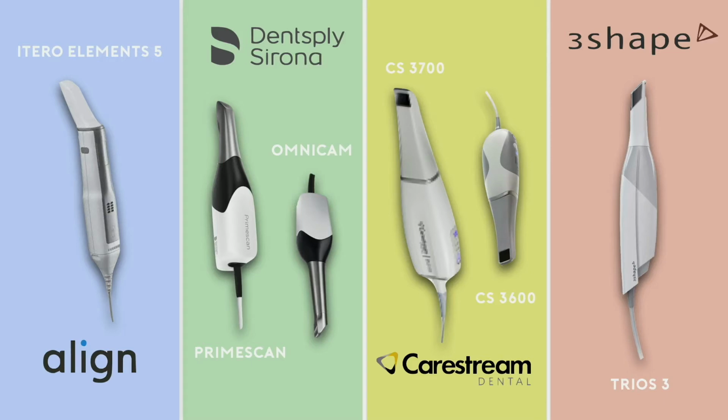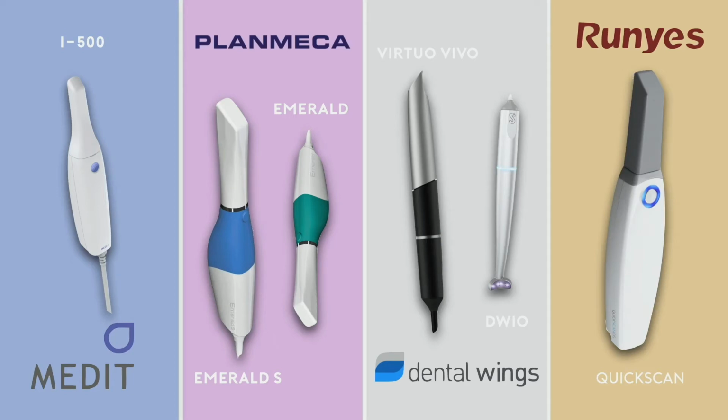These were the scanners that we have investigated: the iTero Elements 5 from Align Technology, PrimeScan and Omnicam from Dentsply Sirona, CS3700 and CS3600 from Carestream, Trios 3 from 3Shape, then Medit, then Emerald and Emerald S from Planmeca, Virtuo Vivo and DW10 from Dental Wings, and Ranai's Quick Scan, the last one, a Chinese scanner.